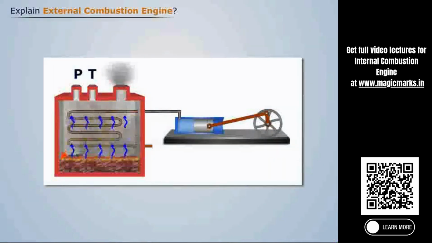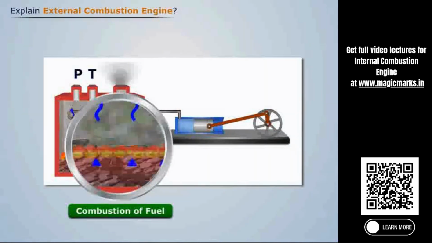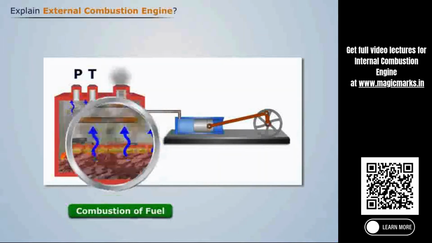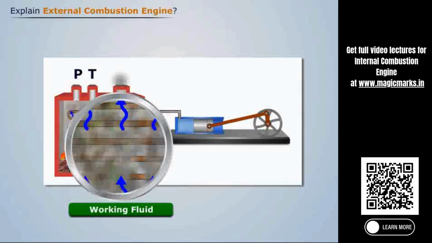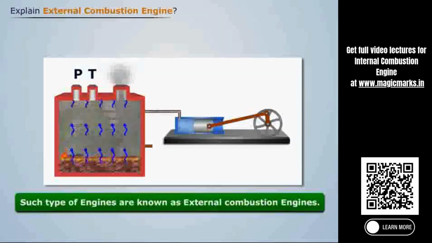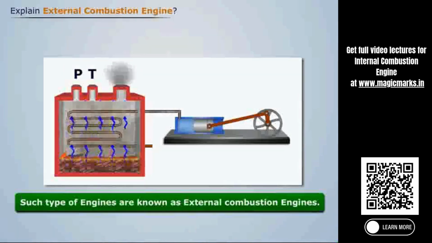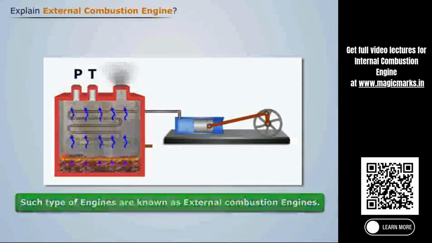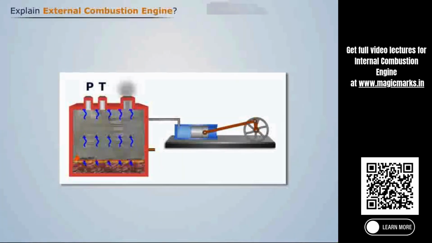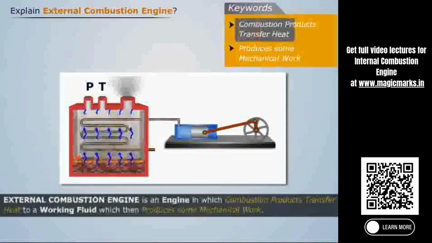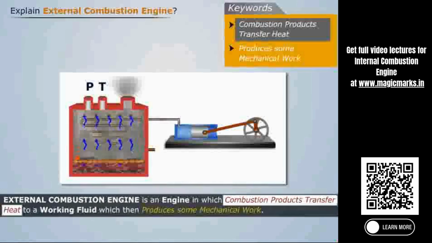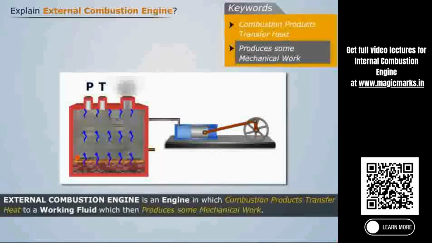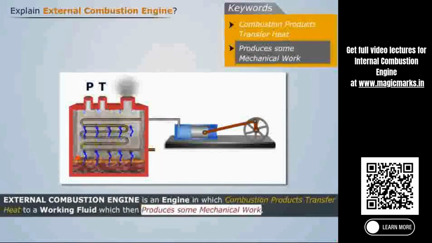Thus we see that the heat generated by the combustion of fuel is transferred to a second fluid, also known as working fluid. Such type of engines are known as external combustion engines. Thus, we can define external combustion engine as an engine in which combustion products transfer heat to a working fluid which then produces some mechanical work.